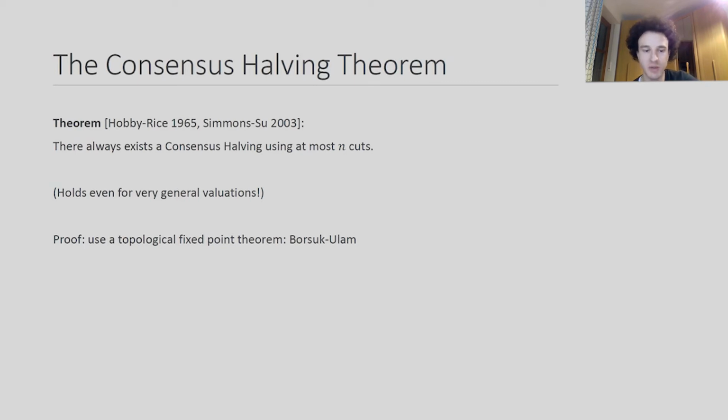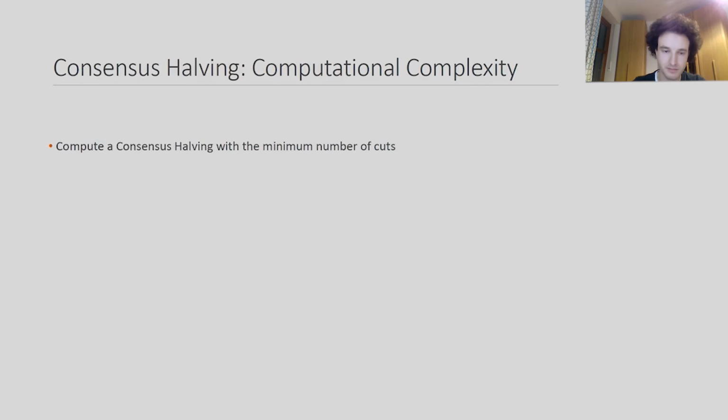And the way this is proved is by using a topological fixed point theorem, which is quite famous, the Borsuk-Ulam theorem. Now, the Borsuk-Ulam theorem allows us to prove that there exists a consensus halving that uses at most n cuts, but it doesn't tell us how to find it efficiently. So from a computational perspective, obviously we would like to know whether this can be computed easily or not.